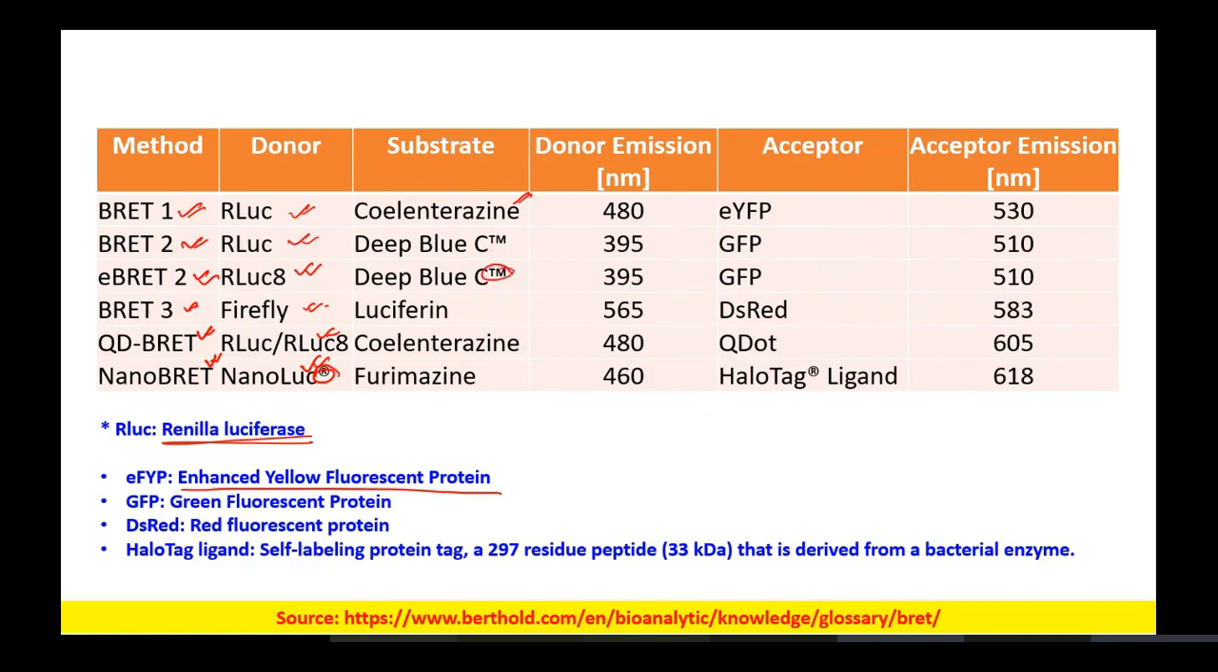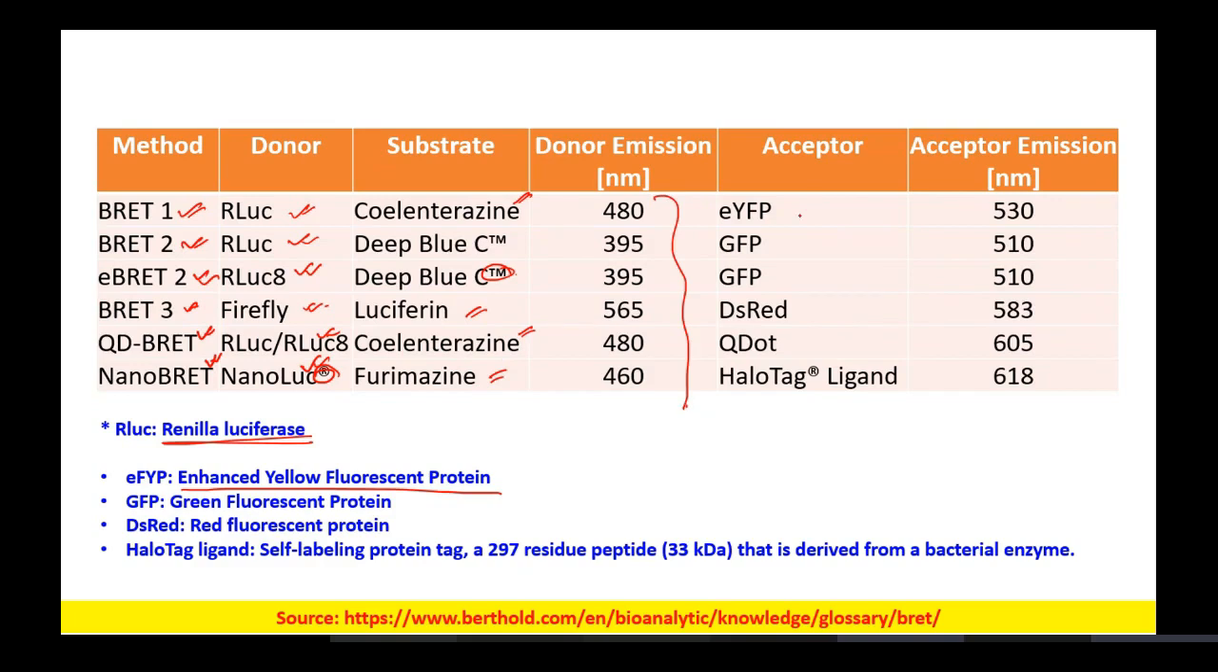TM stands for trademark. For BRET 3, the substrate is luciferin. For QD BRET, it is again coelenterazine, and for Nano BRET, it is furimazine. Okay, then these are the donor emissions.